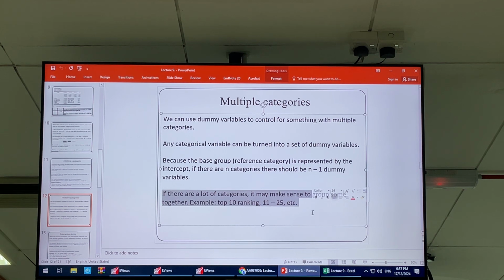So if you have many categories, what you can do is try to regroup. Instead of 100 categories, reduce it to, for example, 4 or 5 categories only. Then create a variable.